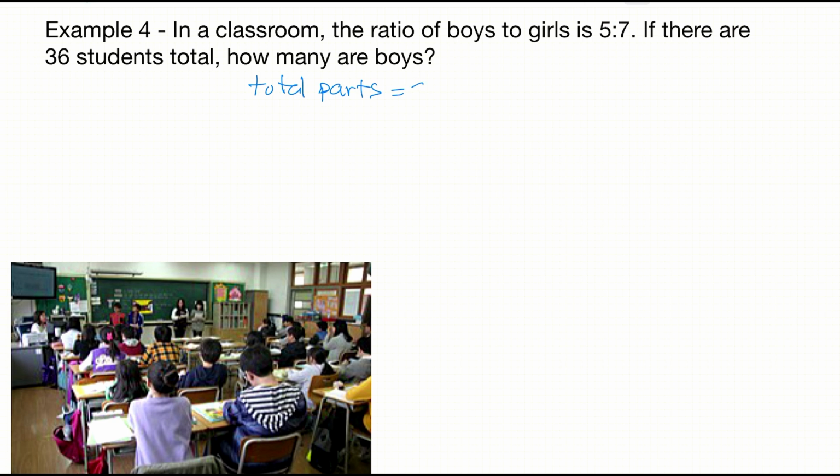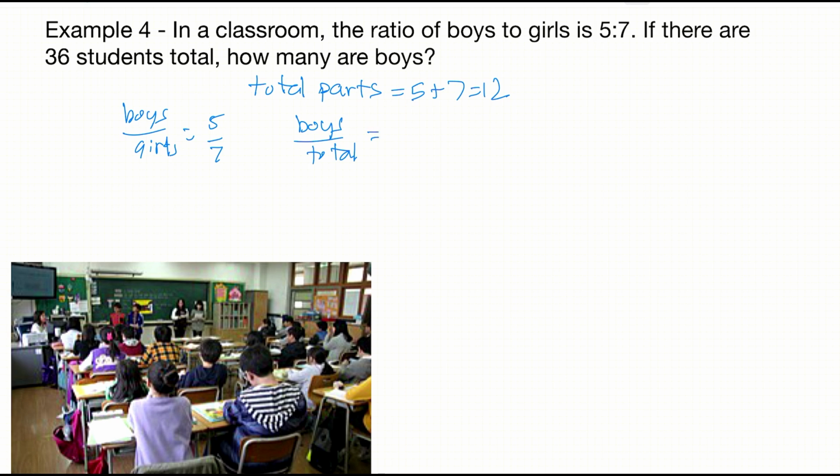Total parts is equal to 5 plus 7, which is equal to 12. So this is some information they kind of gave us, but we have to figure it out, because we're trying to figure out this ratio of boys to the total. So what we're looking for is the number of boys to the total. Because they've given us 36 students, and they've given us the ratio of boys to girls. So we know the ratio of boys to girls is equal to 5 to 7. So that's the information that we do know.